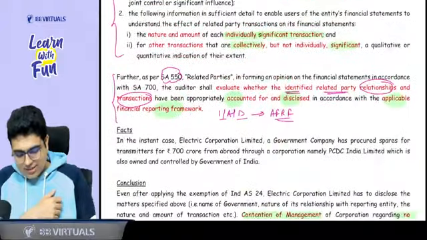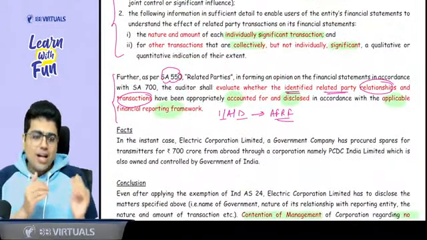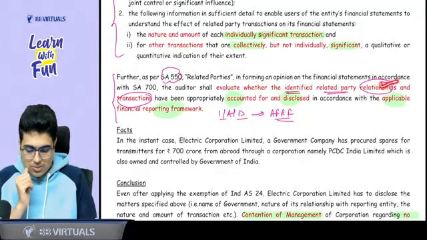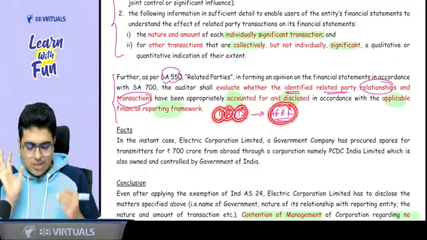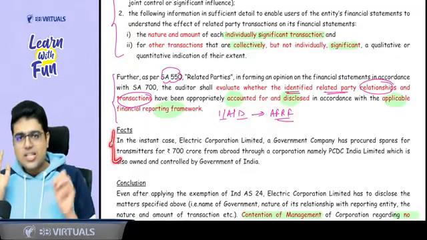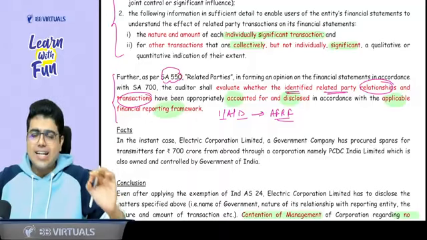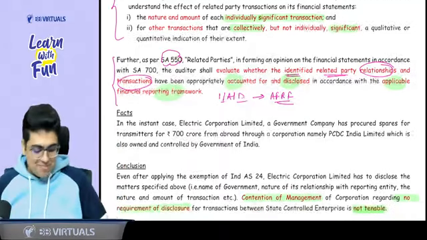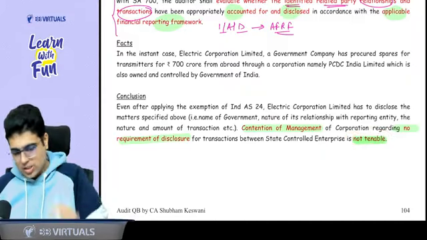After this, just give a reference of SA 550. SA 550 says whatever the related party relationships and transactions are, they should be properly identified, accounted for, and disclosed as per the applicable FRF. Write the facts of the case in one or two lines and conclude that management's contention is not acceptable. Management's contention is not tenable. Got it? Got it, sir.